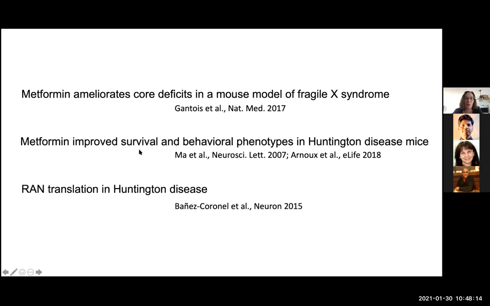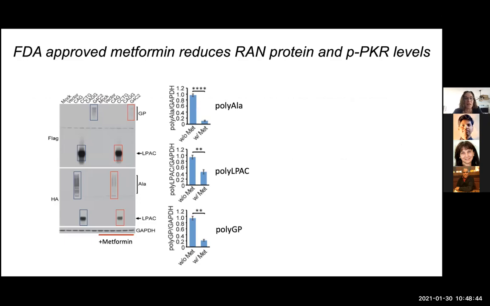Anyway, metformin improves survival and behavior phenotypes in Huntington's disease, and RAN translation in Huntington's disease is also a factor. So we were really excited about this observation that Nahum Sonenberg had, that metformin works for Fragile X syndrome, but it's thought to work in a different way. And we were eager to try metformin because it improved the phenotypes in Huntington's disease. And there's RAN translation in Huntington's disease.